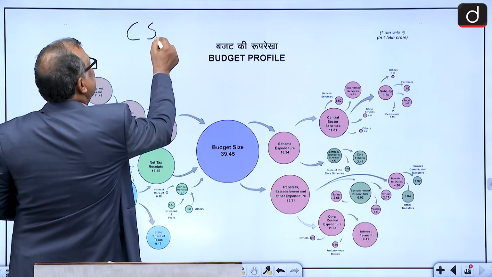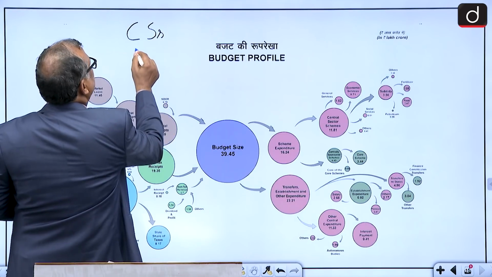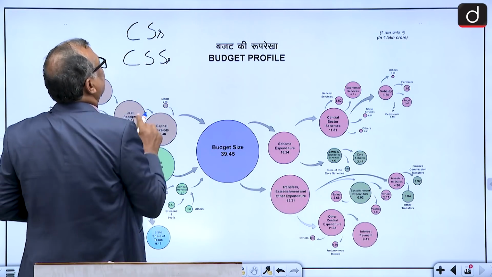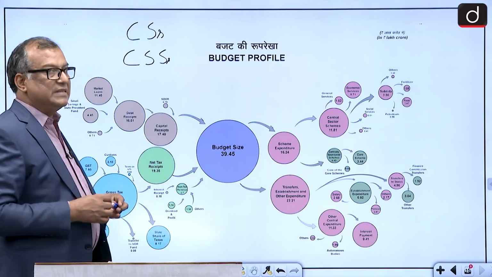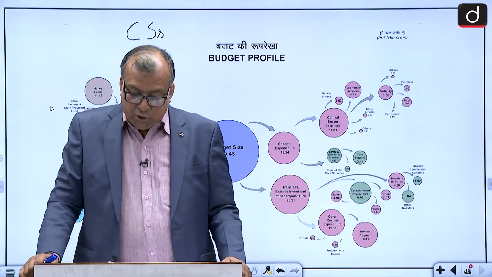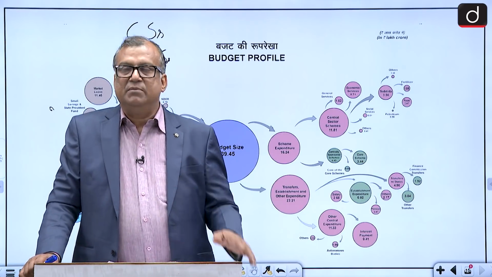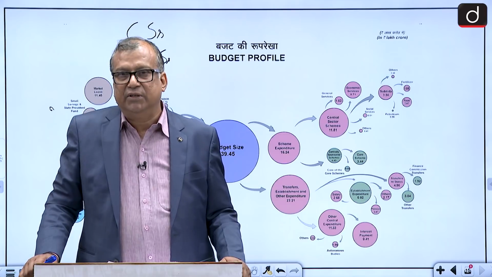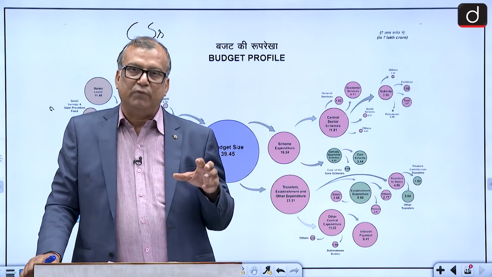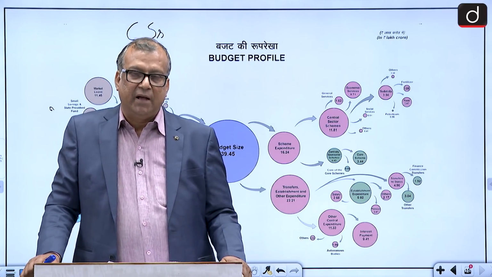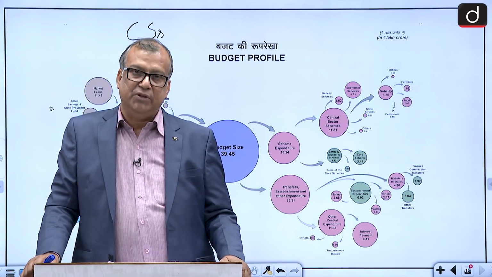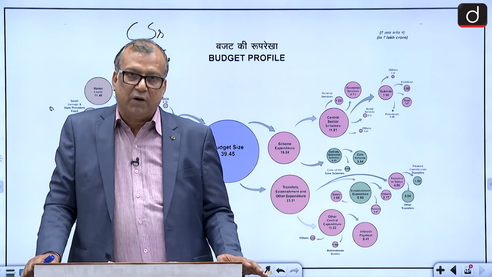There are two kinds of schemes: central sector schemes and centrally sponsored schemes. All these schemes are further classified by the government. One expression the government uses is core of the core scheme, and within that category 6 schemes have been mentioned.